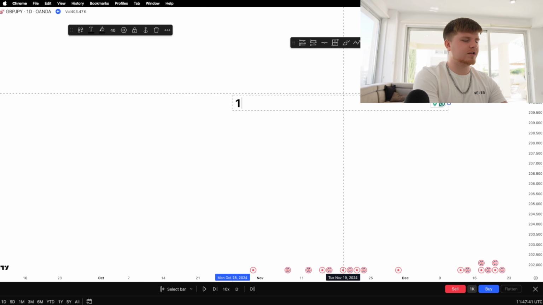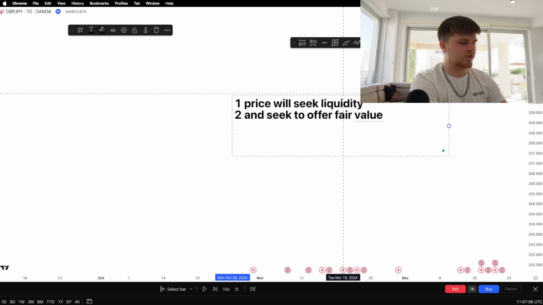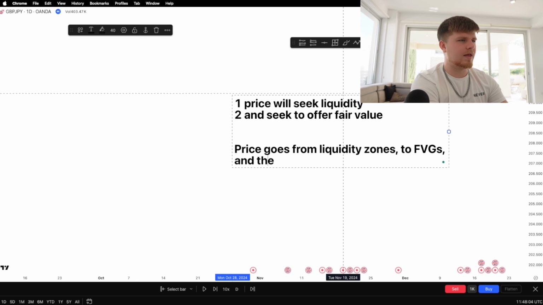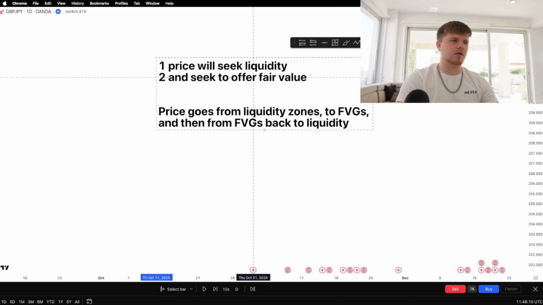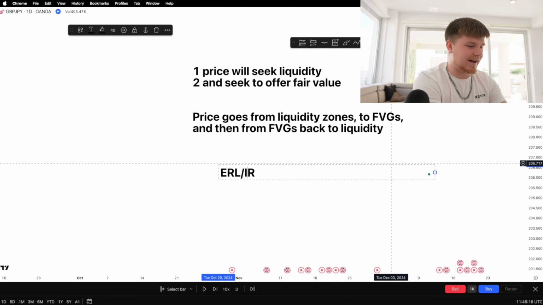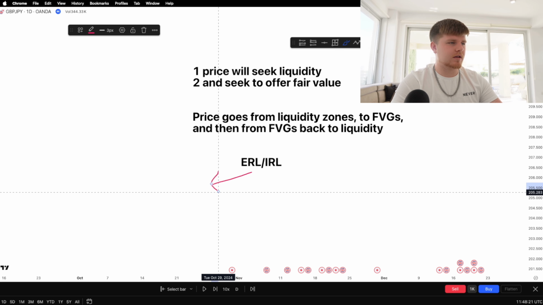So the concept or the principle you want to understand is that price will seek liquidity and seek to offer fair value. In other words, price goes from liquidity zones to fair value gaps, and then from fair value gaps back to liquidity. And then this leads us into the next concept, or the father concept, ERL and IRL. Okay, ERL, IRL stands for external range liquidity, internal range liquidity.